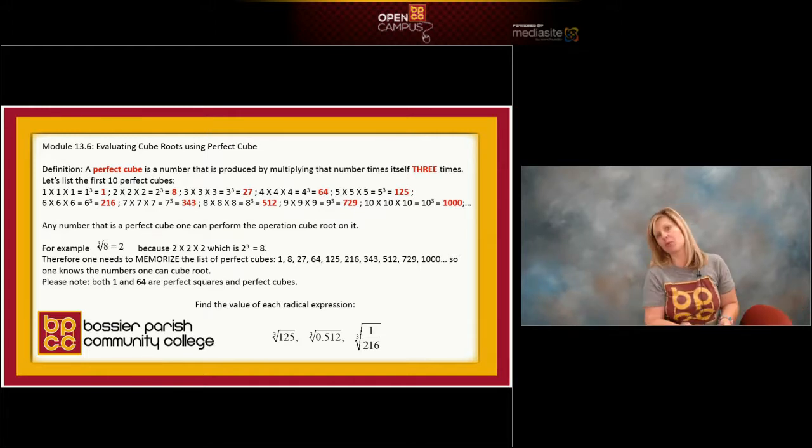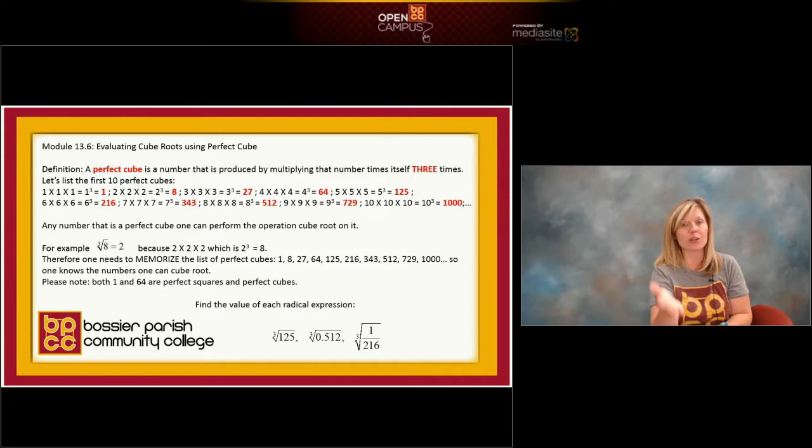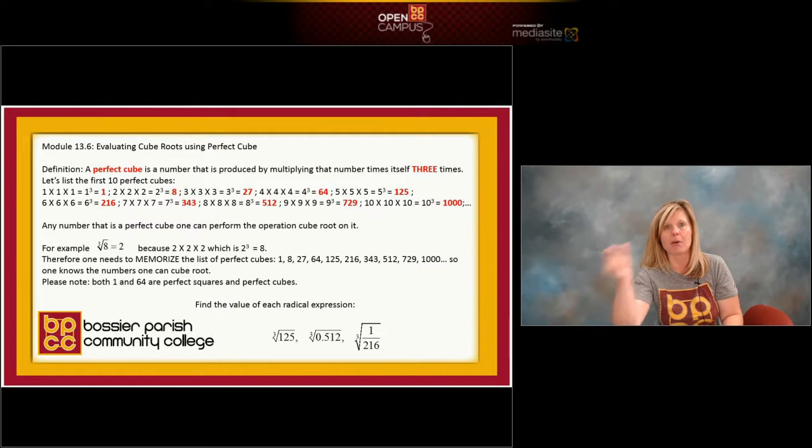So as we saw in the previous video, I had the cube root of 8. See the little index 3? That means I'm doing a cube root. My radicand is 8. I am asking you in words, what number do I multiply 3 times that would give me 8? Well, if you look, 8 is a perfect cube. It's on my list. Therefore, there's no work here. I just have a memorized fact. What number do you multiply 3 times to give you 8? It is 2. So the cube root of 8, we say, is 2.